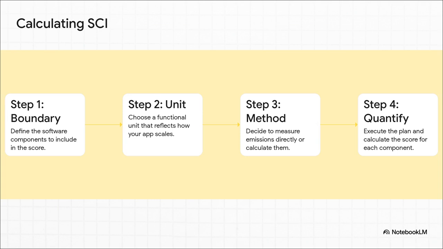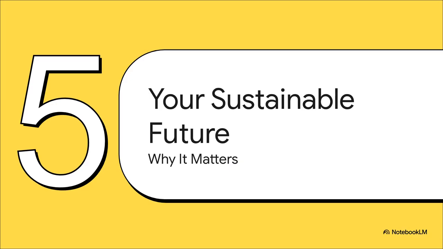So, calculating your score really just involves 4 key steps. You define what part of your system you're actually measuring, you choose your functional unit, you figure out how you're going to get the data for E, I, and M, and then you quantify the result. So, why does all of this matter to you? Because building green software isn't just about doing something nice for the environment. It's really about a deep commitment to engineering excellence.